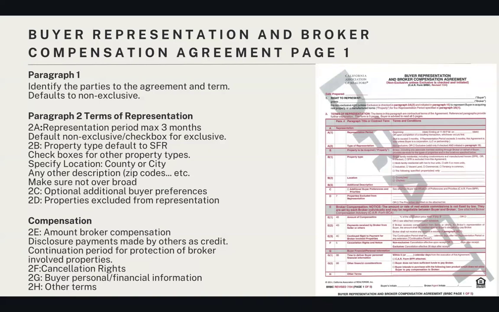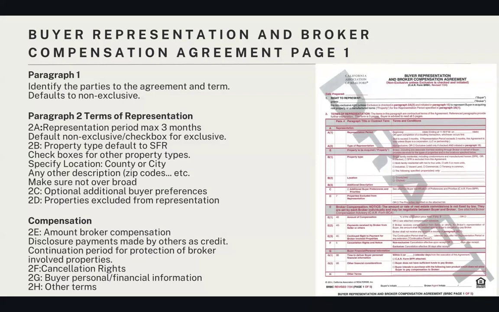Paragraph two is the terms of the representation. The first thing to understand is that the representation period on a buyer broker agreement in California is limited to a max of 3 months. It defaults to non-exclusive. There's a checkbox if you want to make the representation exclusive. We'll talk a little bit later about the difference between exclusive and non-exclusive. Towards the end of the document, there is an information box in bold print, which is the second element that needs to be executed if it is going to be an exclusive agreement.